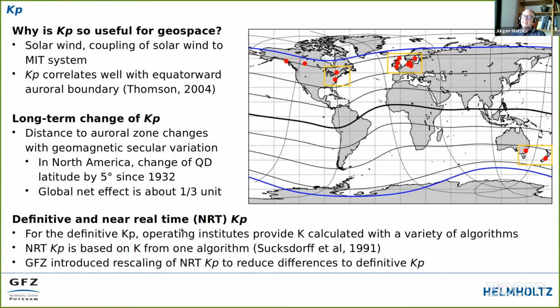And I also want to mention that the definitive and the near real-time KP values differ a bit, because the definitive KP values are produced by the operator: the K values used for the KP are calculated by the institutes operating the observatories, and each has its own favorite algorithm to do so. Whereas when we calculate real-time data, we just get the data and use one algorithm, which typically is regarded as one of the best, here by Sachsdorf and others, 1991. And a few years ago, we started to rescale our near real-time product so that the difference to the definitive KP now is very, very small.